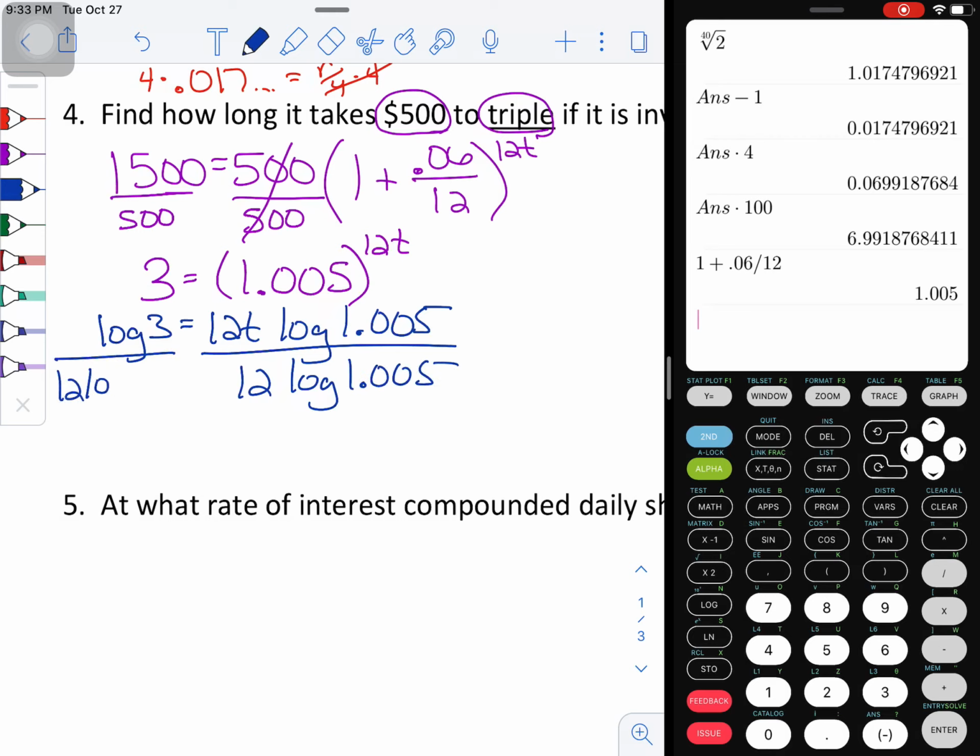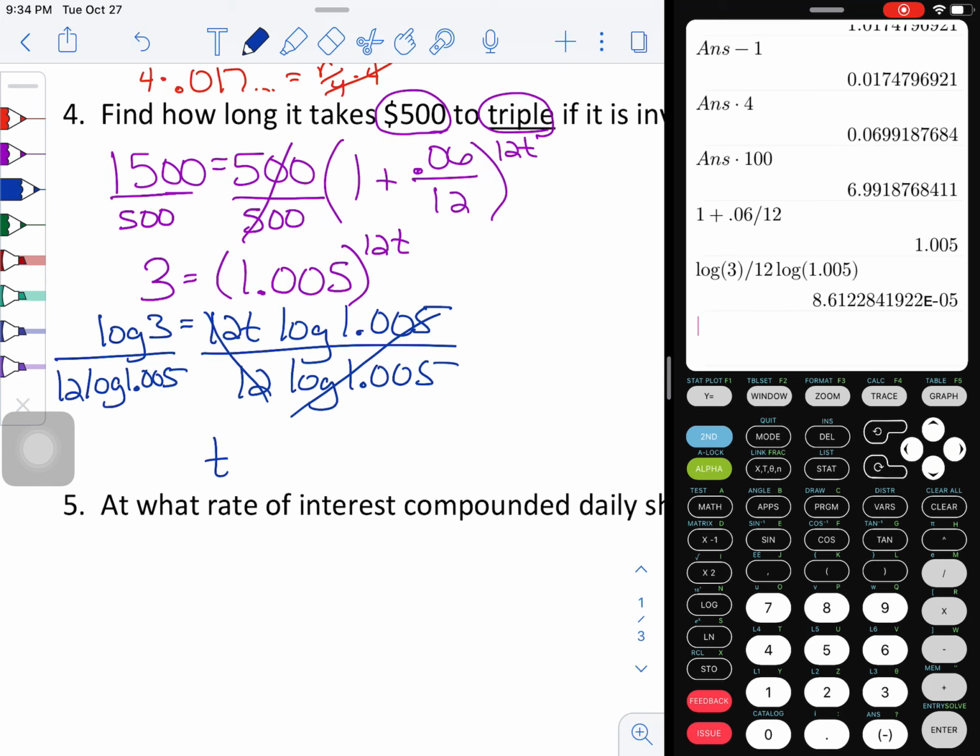To get t by itself, we're going to divide by 12 and the log of 1.005. So that 12 log of 1.005 is gone. And then this mess needs to go in my calculator. So log 3 divided by 12 log 1.005.